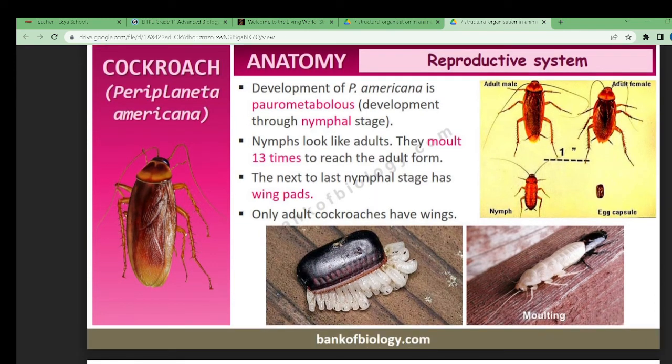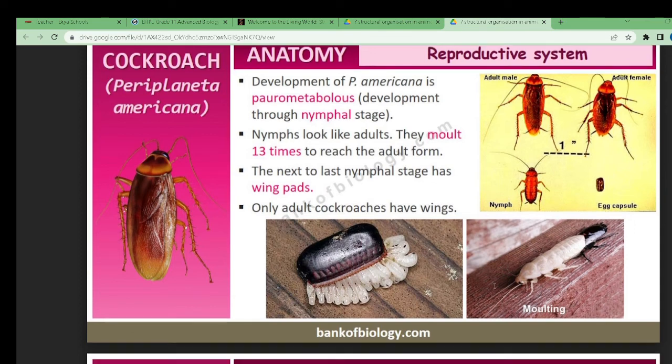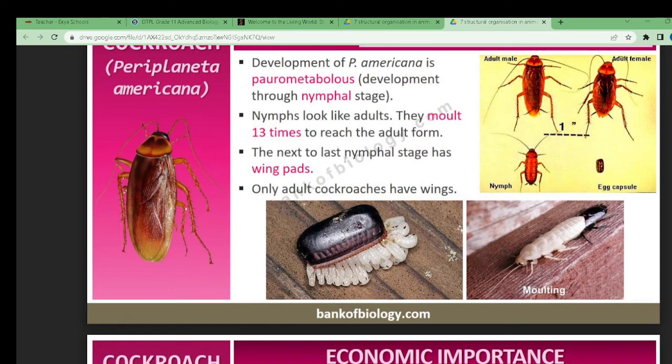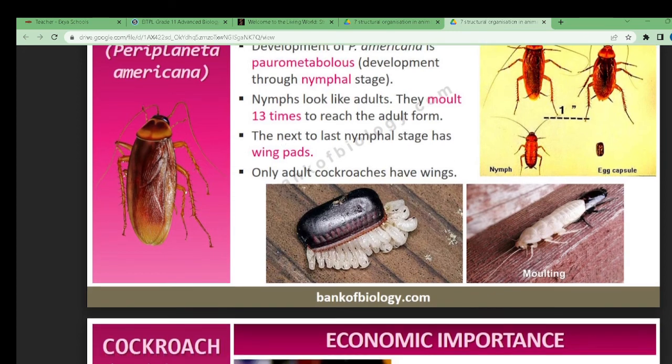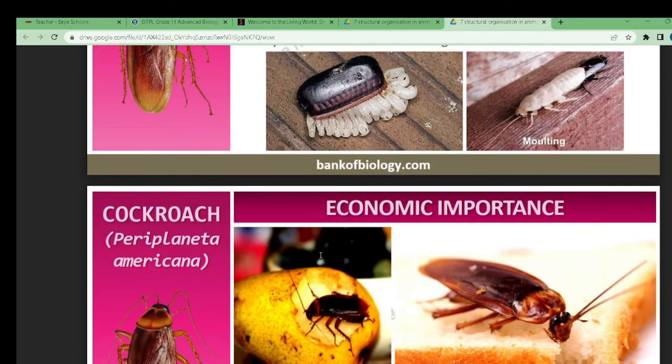You can see here these eggs are formed. After that, these eggs develop into the cockroach. The next to last nymphal stage has wing pads. So after that, they contain wing pads.